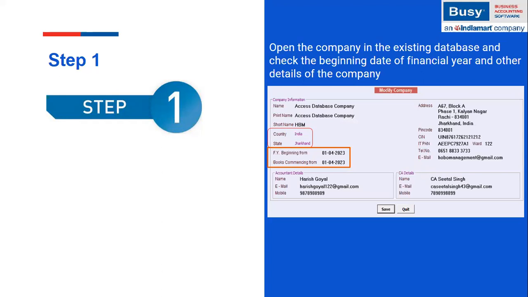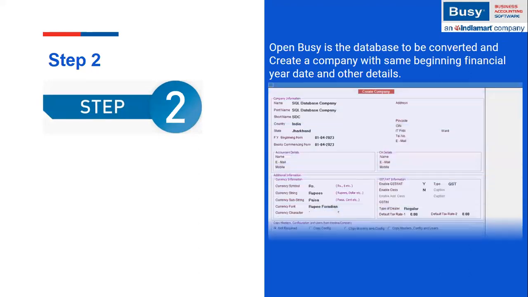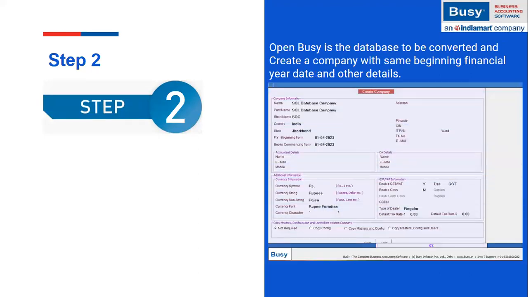If you are converting your data from Access to SQL or SQL to Access, first of all, you have to check the details in the existing company: the beginning financial date, country, and state. Step 2 is to open Busy in the database to be converted and create a company with the same beginning financial year date and other details. If you are converting your data from Access to SQL, then you have to open Busy in the SQL database and create a new company with the same details, same beginning date.